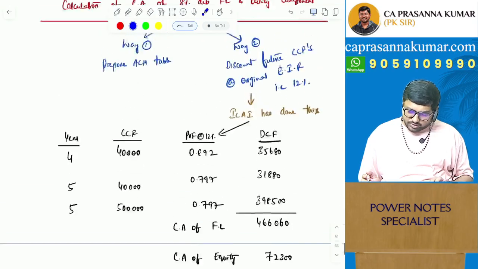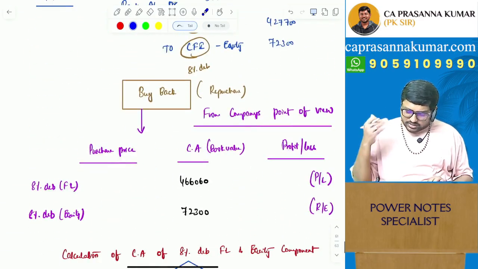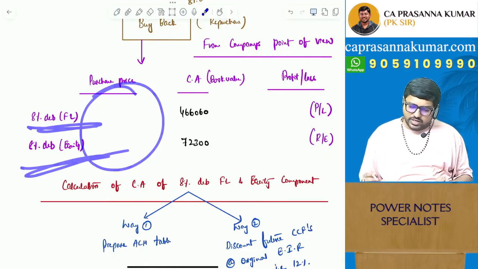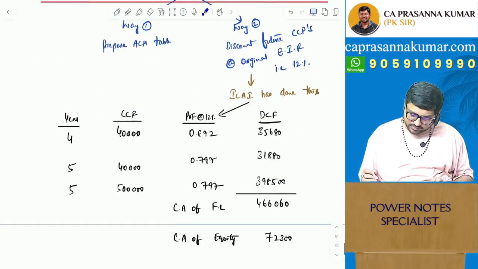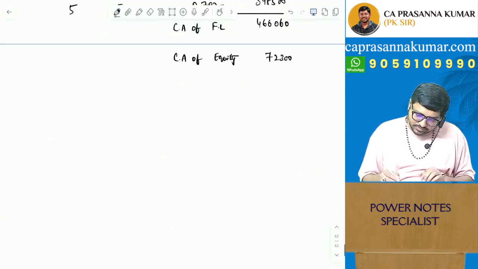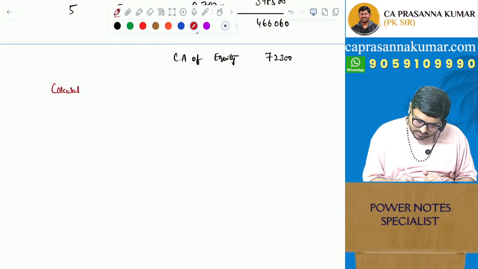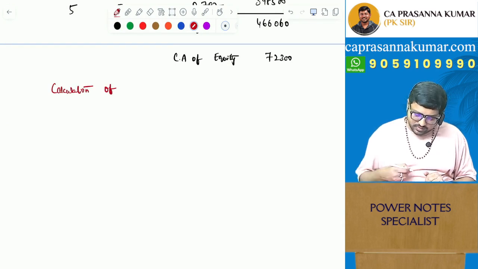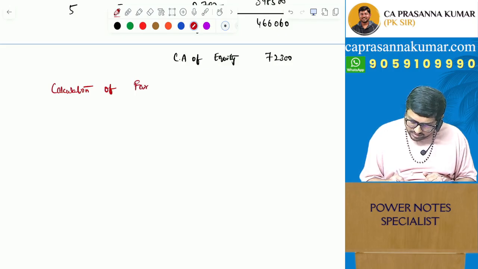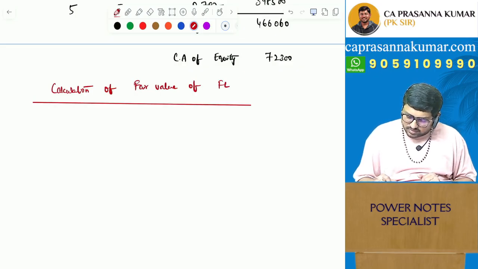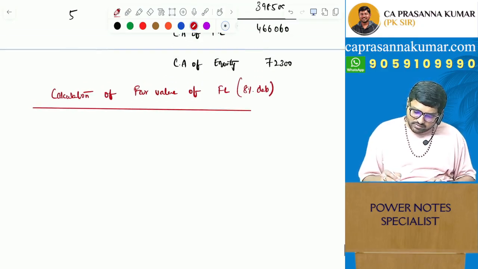Now moving on to the next one. Carrying amount is done, but we need to fill up the purchase price of the financial liability as well as the equity component. Let's go for that purchase price calculation. The heading will be calculation of fair value of financial liability, 8% debentures. How to calculate the fair value?